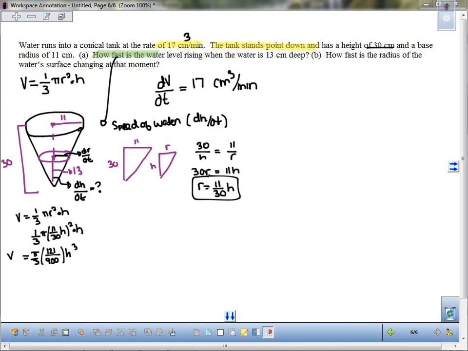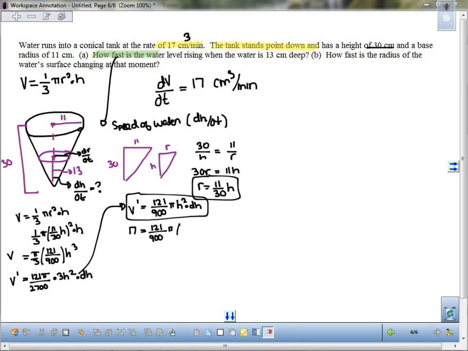Now that I've written it in terms of all h's, I know I said r, but it's supposed to be in terms of h. I'm going to go ahead and take the derivative of the volume. And don't forget, since this is a rate of change, every time we take the derivative of h, it's going to be dh/dt. Remember that all of these are with respect to time, so I need a dt.